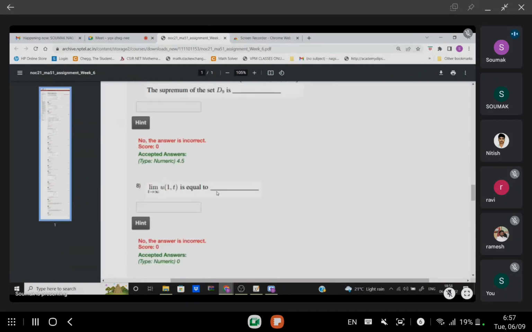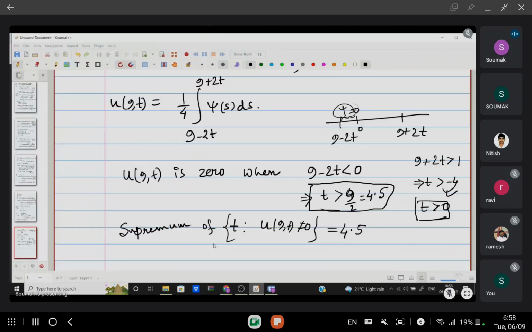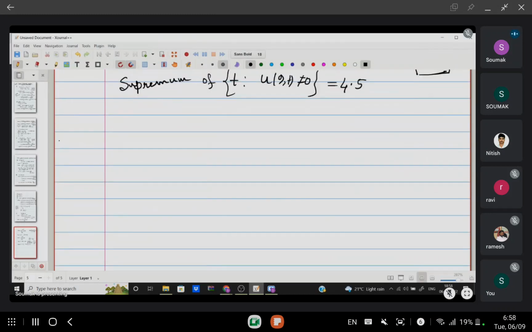Okay, so the next question is, what is the limit as t tends to infinity of u(1, t)? So let me write, what is u(1, t) first. This question, what is u(1, t)?